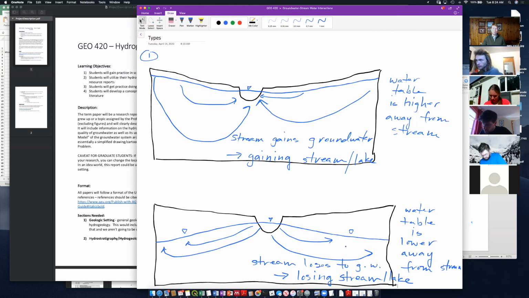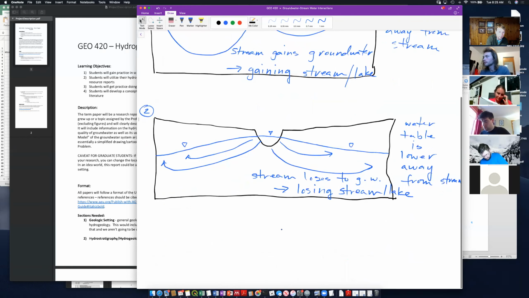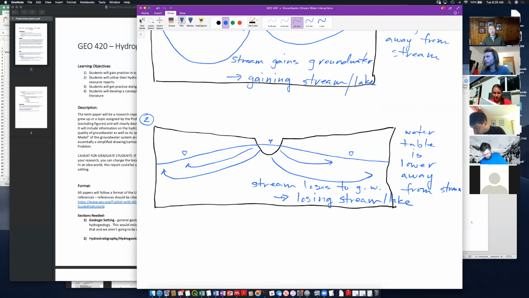All right, so these are our sort of two end members. We can either gain from groundwater or we can lose to the groundwater. So we either have a gaining surface water body or a losing surface water body. But we can get some variations on this.